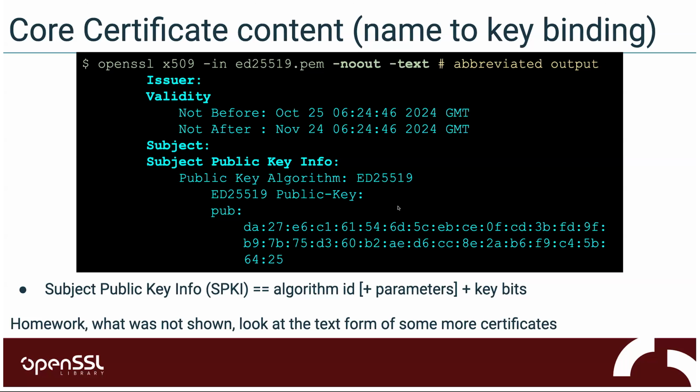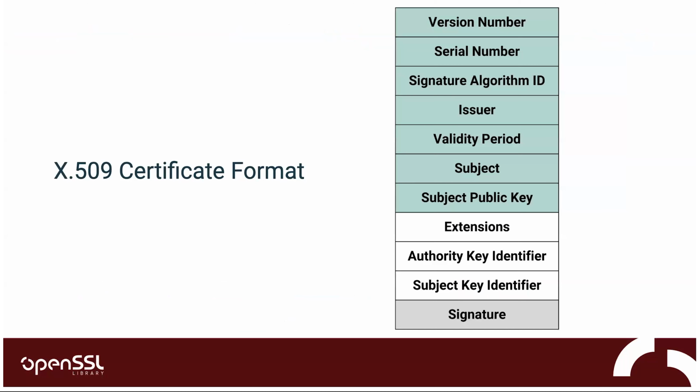The combination of the algorithm and the key data together is called the subject public key info, or SPKI. You'll see that abbreviation thrown about a lot. I'm not showing you everything that's in a certificate. There's a signature and version and so on. In fact, the full content of a certificate here, the cyan bits are the required standard fields. So every certificate will have a version number, a serial number, an algorithm ID, issuer, validity, all of that good stuff. Then ultimately, most certificates these days have some extensions.